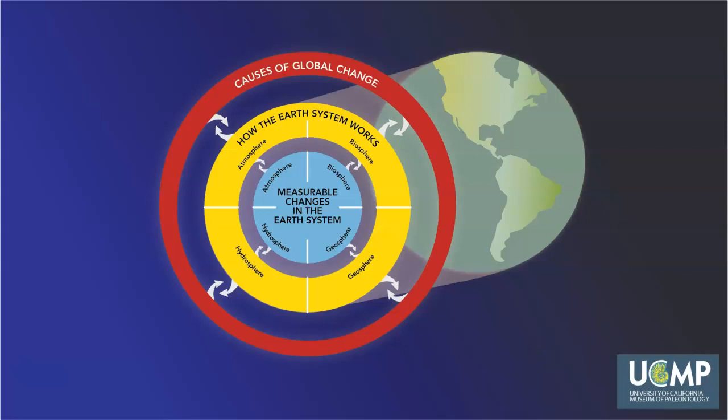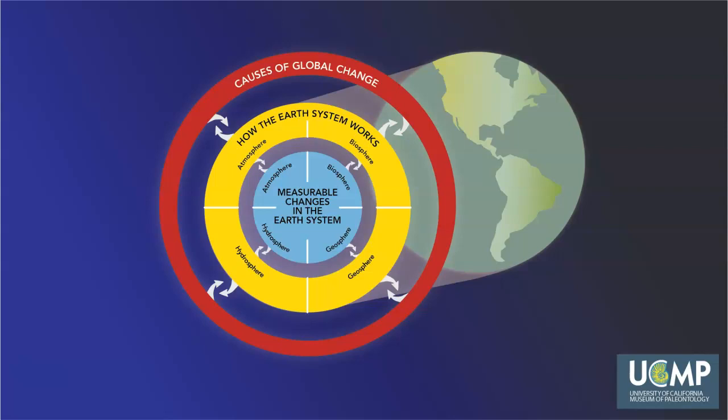You have now been introduced to some of the major causes of global change. We will now explore parts of the Earth system that we can measure over time to determine how fast (rate) and how much (magnitude) the Earth system has changed. In the Understanding Global Change framework, measurable changes are placed in the middle of the diagram and shown in blue.